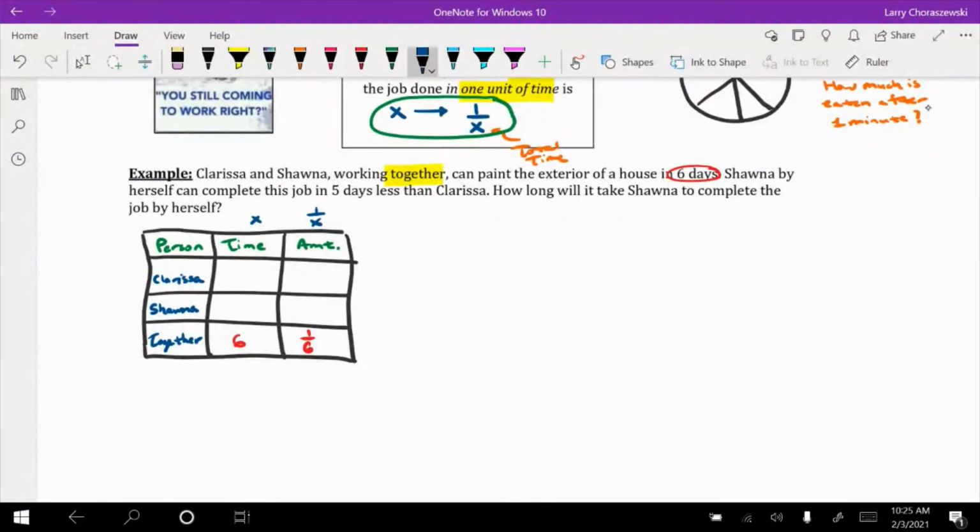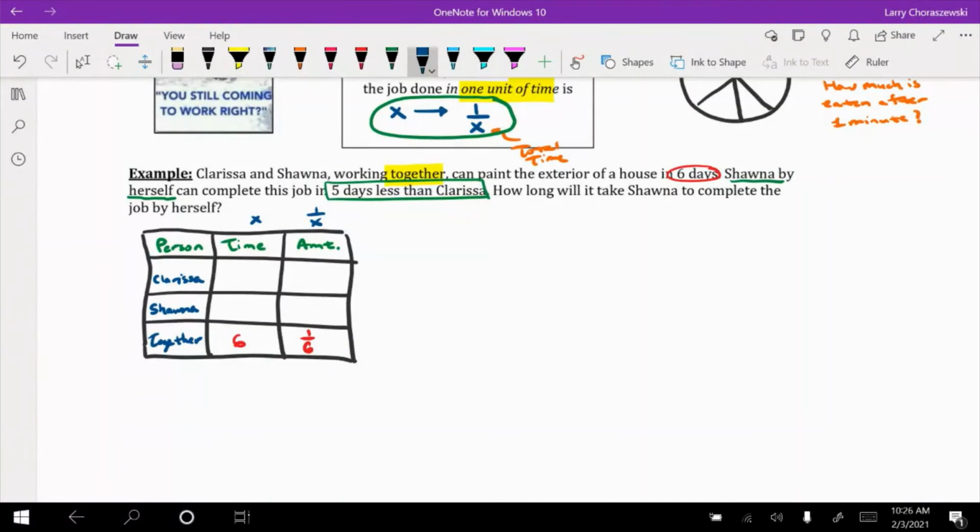Now it doesn't state explicitly how many days it takes each one of the people to do it individually. It instead gives a connection between the two time amounts. It says Shauna by herself can complete this job in 5 days less than Clarissa. So this statement is actually basing Shauna's time on Clarissa's, which they don't really tell us how long it takes Clarissa to do it either.